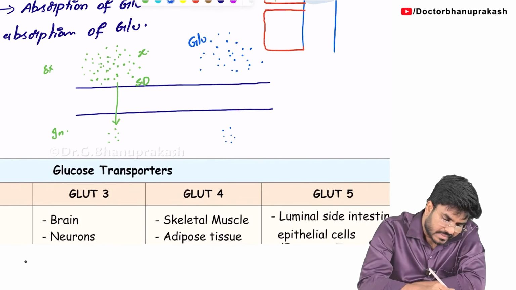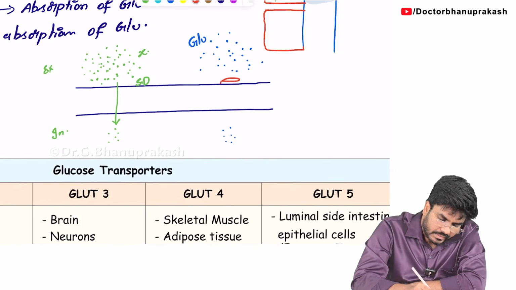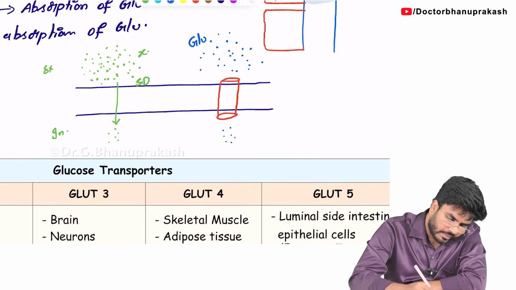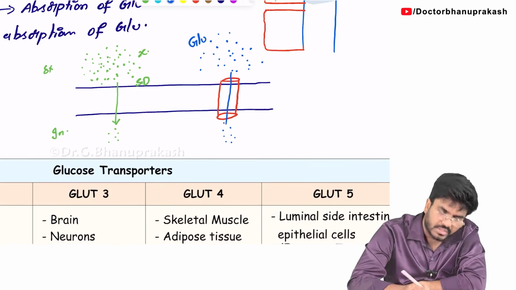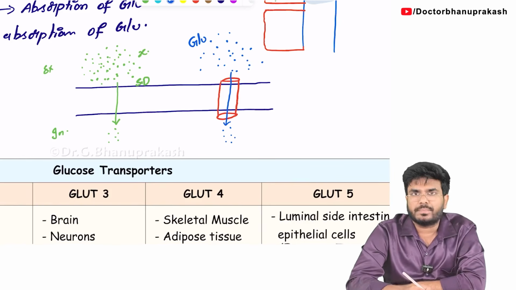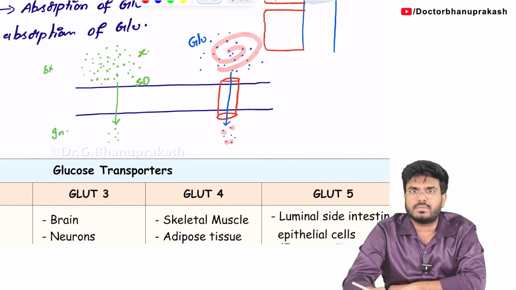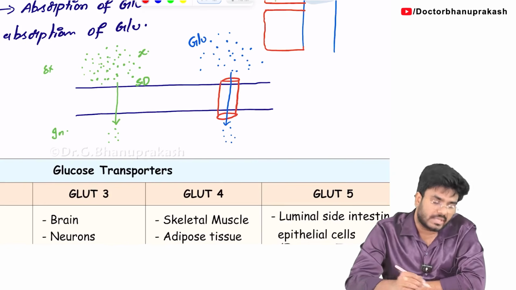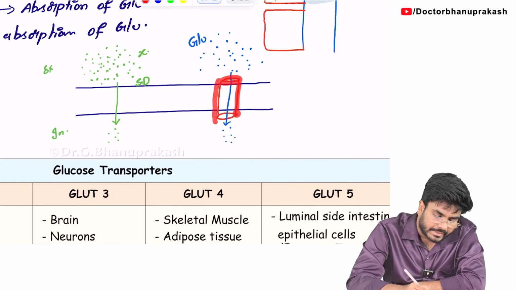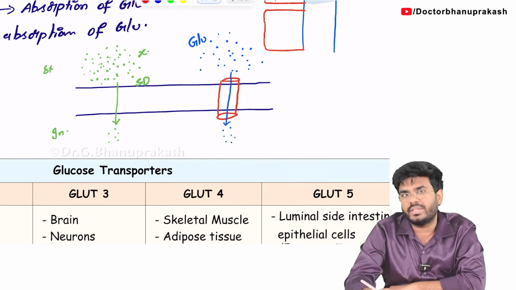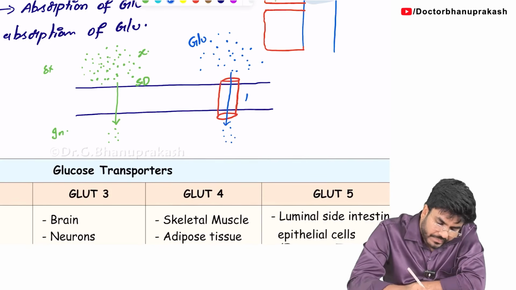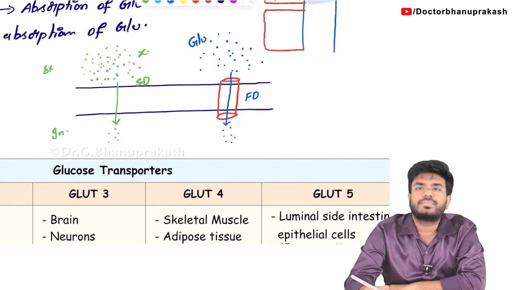That's why there is a transporter here, which is helping in the movement of the glucose from high concentration to low concentration. So still this is diffusion, because the substance is moving from high concentration to low concentration. But this diffusion is being facilitated with the help of this protein. That's why it is called facilitated diffusion.